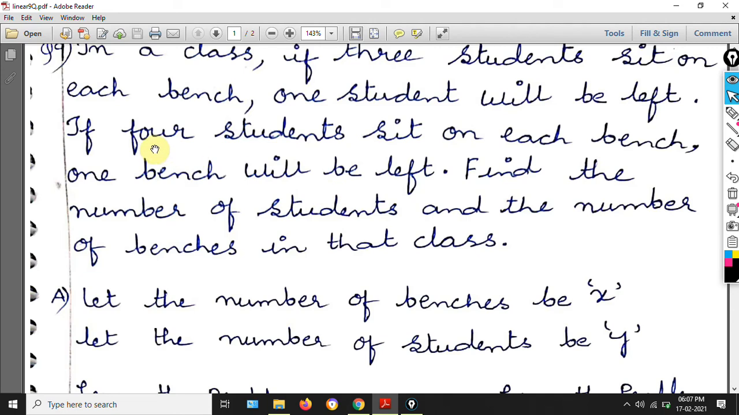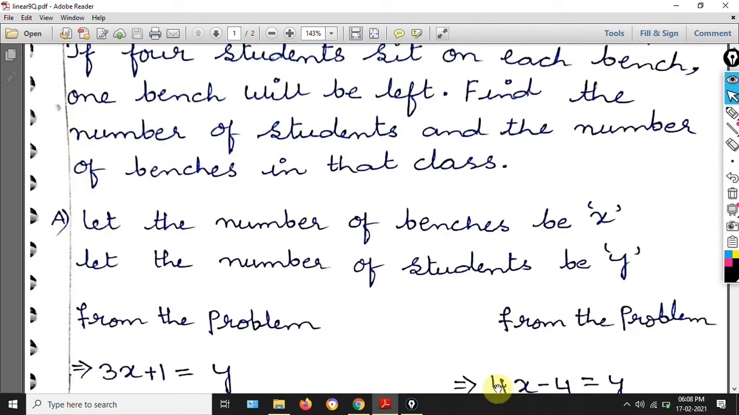So if you multiply the number of students on each bench with the number of benches, we will get the total number of students. So 4 into x equals 4x. This is the number of students.